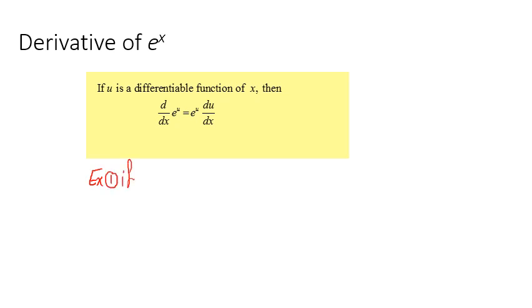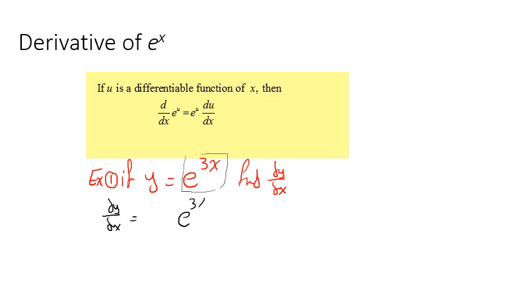Example 1. If y is equal to e power 3x, find dy by dx. If you want to find the derivative of any exponential function, you put down the exponential function as it is, and then you multiply it by the derivative of the exponent with respect to x. The derivative of 3x with respect to x is 3. So the answer is 3e to the power of 3x.